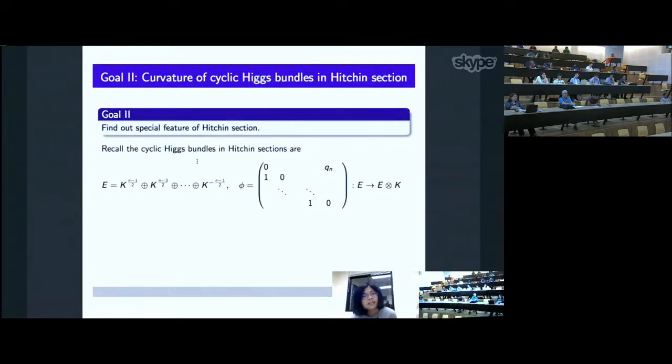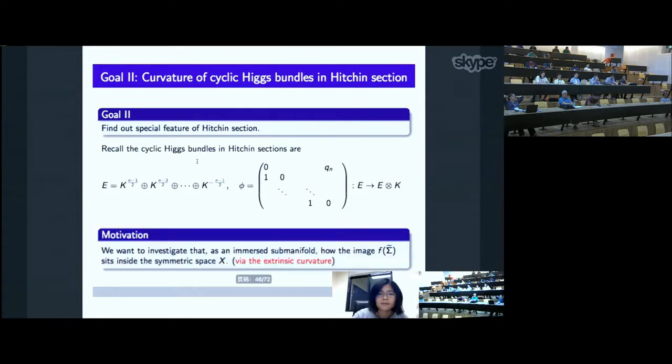Our second goal is to say something special about cyclic Higgs bundles in the Hitchin section. Again, recall the cyclic Higgs bundles in the Hitchin section are only parameterized by the holomorphic n-differential. The motivation is we want to investigate, as an immersed submanifold, how the image sits inside the symmetric space by looking at its extrinsic curvature.